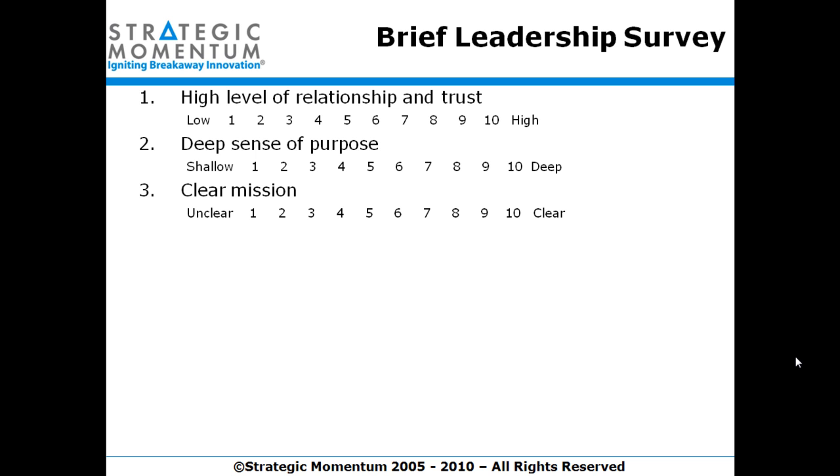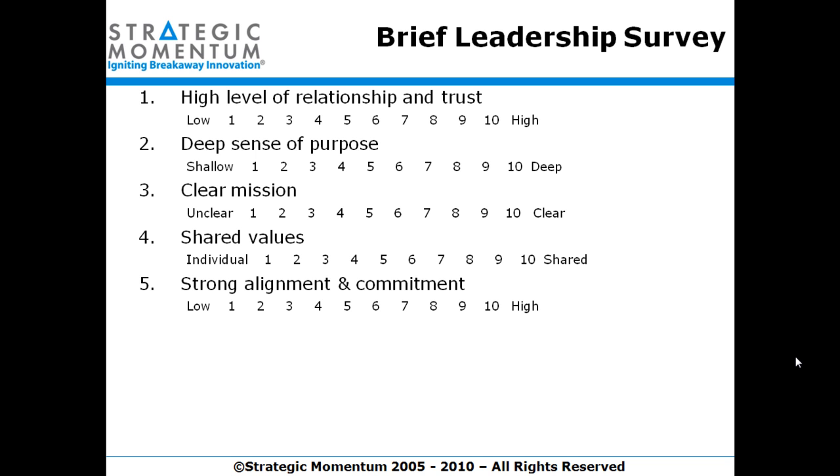Do you know what you're trying to accomplish in terms of specific outcomes in a 3 to 5 year time frame? Are there shared values? Are the values individual, and people have their own individual values? Or is there a collective set of values that the company shares? And we're talking about really core values now. These are the values that when push comes to shove will guide and direct behavior. So is it at the 8, 9, 10 level, or is it the 1 to 5 level? Is there strong alignment and commitment to bringing the mission forth?